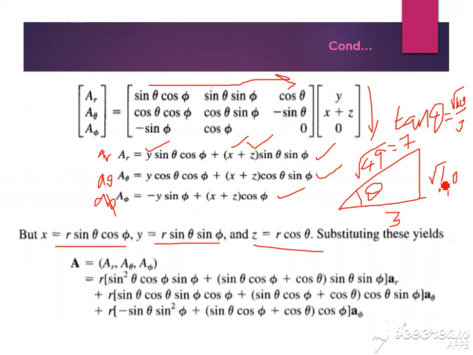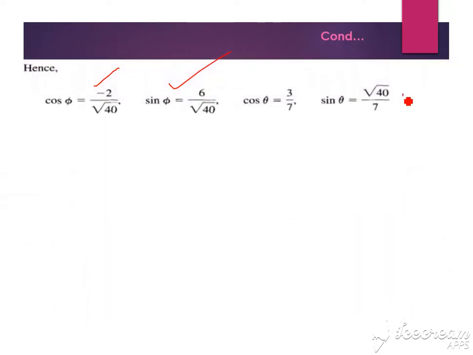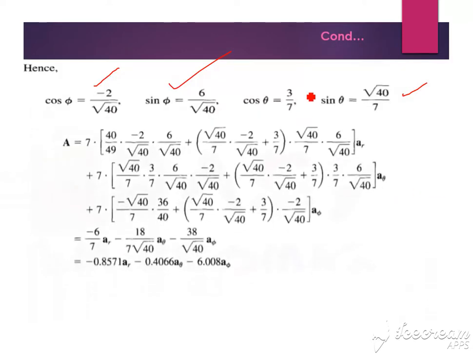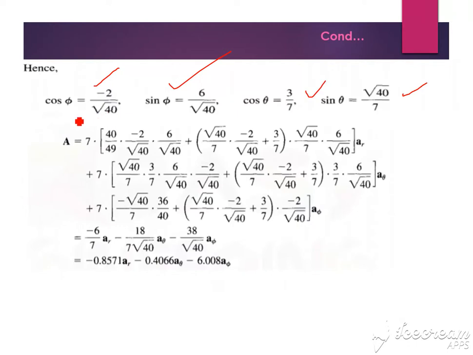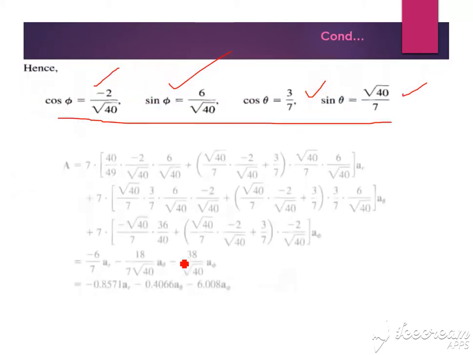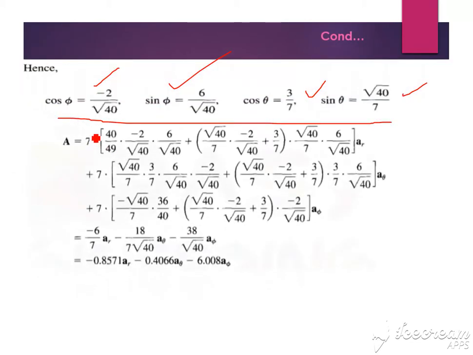So sin theta is nothing but opposite divided by hypotenuse, so root 40 divided by 7. What about cos theta? Adjacent side divided by hypotenuse, so 3 divided by 7. Now substituting all the 4 values in this previous expression, including the r value also, we get this expression.